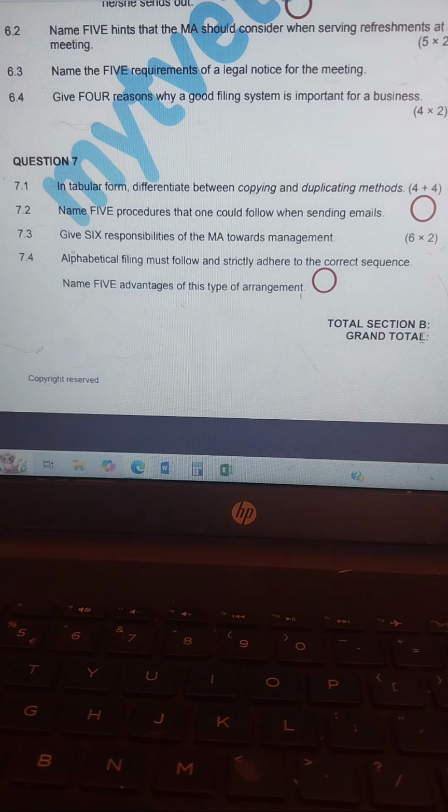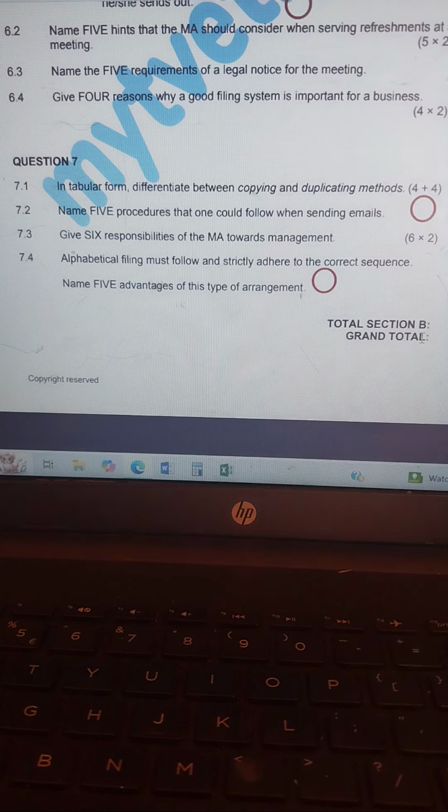Okay. Number 1 is type in the email address of the person to whom you wish to send a message. Number 2, the message or text can now be typed into the relevant window. Number 3, one may attach any files that one has on a computer. Number 4, the computer is then instructed to transmit the message. And number 5, the message and reply can be printed or stored. Those are your procedures to follow when sending emails.